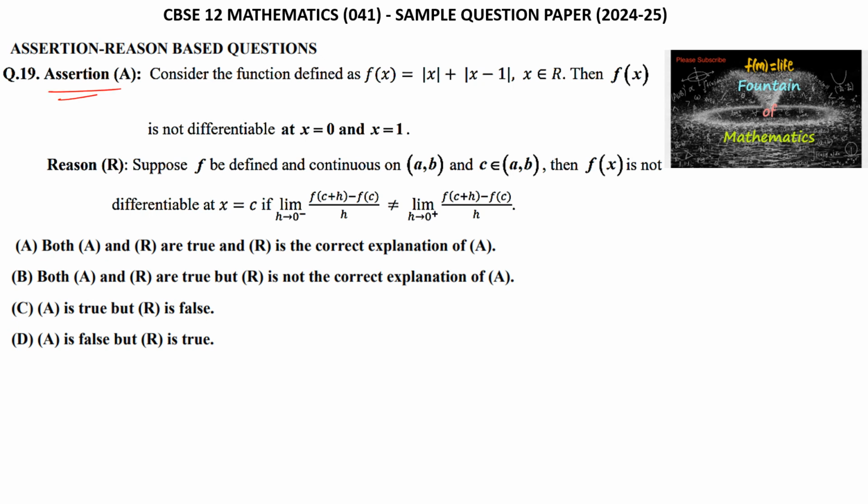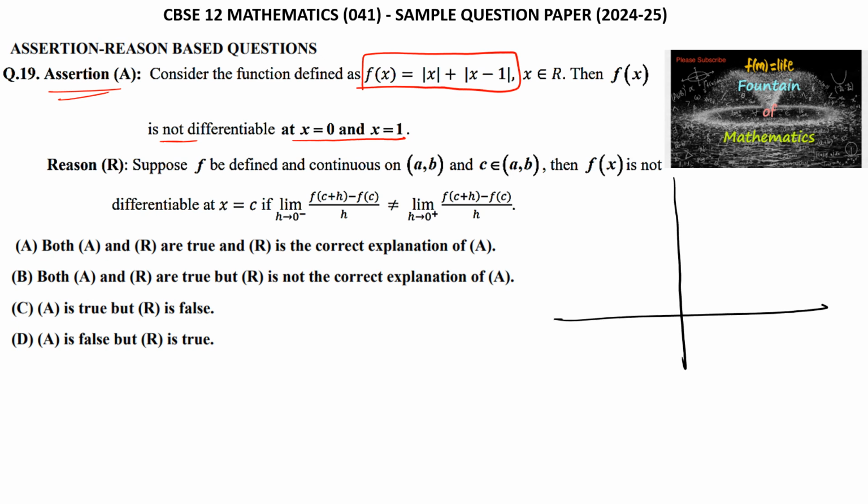In the assertion, given function f of x is equal to mod x plus mod of x minus 1, where x is a real number, and it's also mentioned that f of x is not differentiable at x is equal to 0 and x is equal to 1. Let's check this through the graph. Given f of x is equal to mod x plus mod of x minus 1, let's break it into 3 intervals.